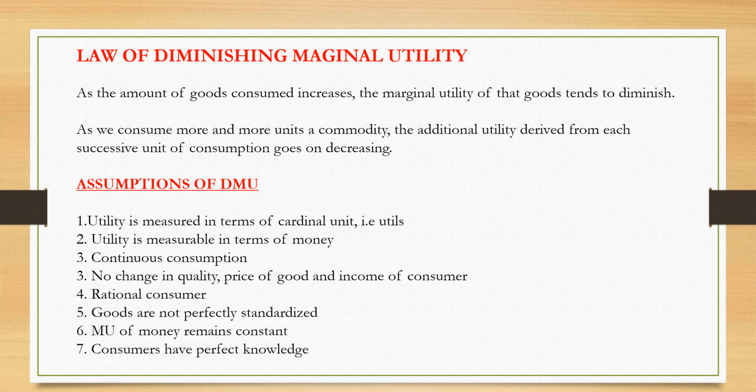Then we have goods are not perfectly standardized. That is, all the commodities consumed by the consumer are independent. It means the marginal utility of one commodity has no relation with the marginal utility of another commodity. So, one person's utility is not affected by the utility of any other person.